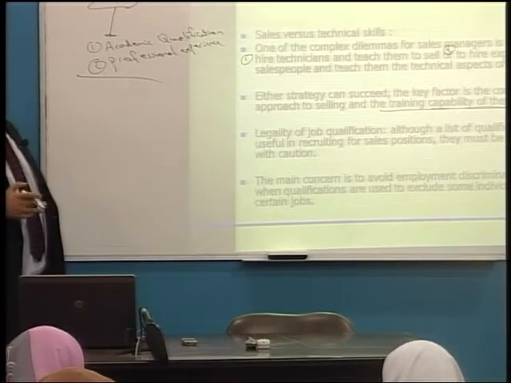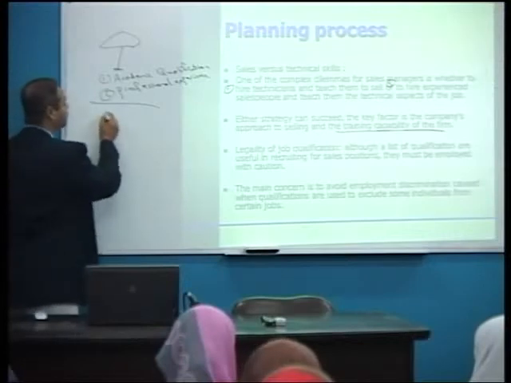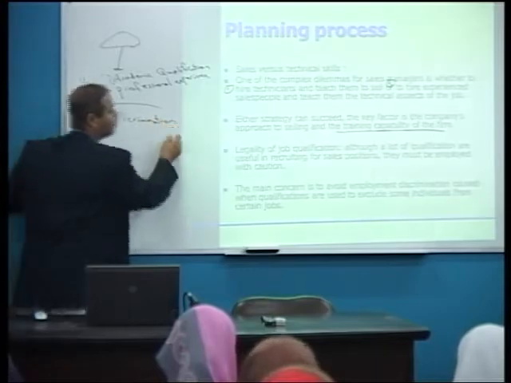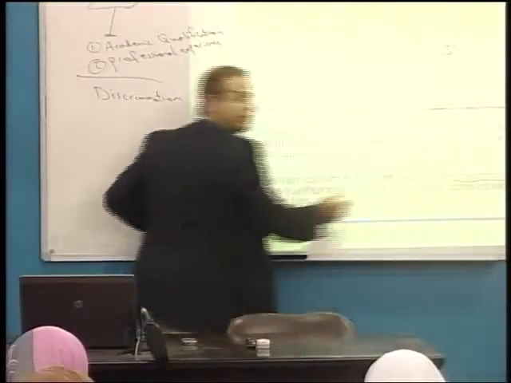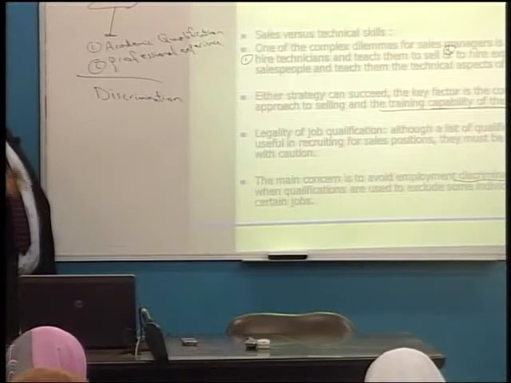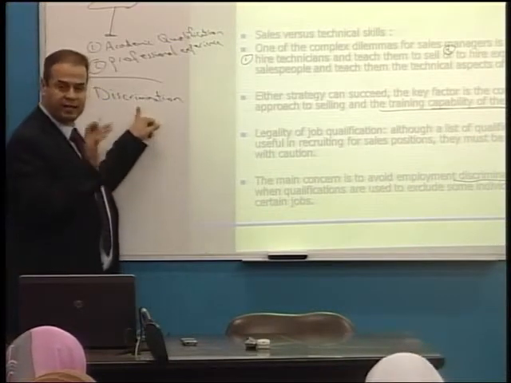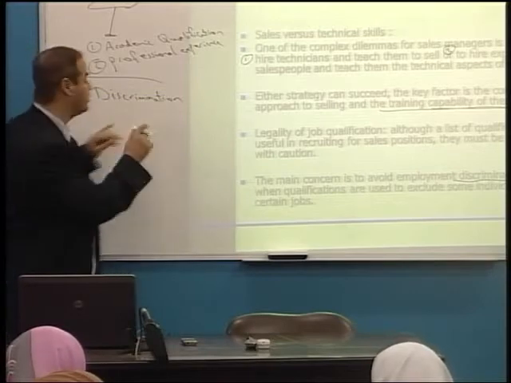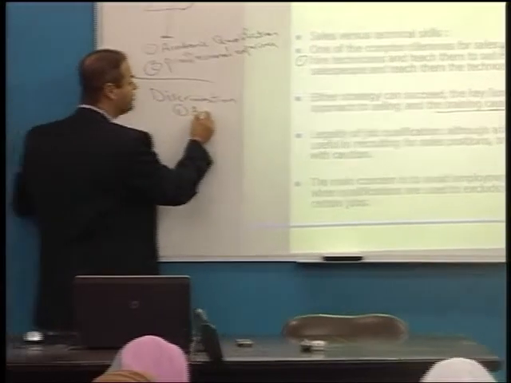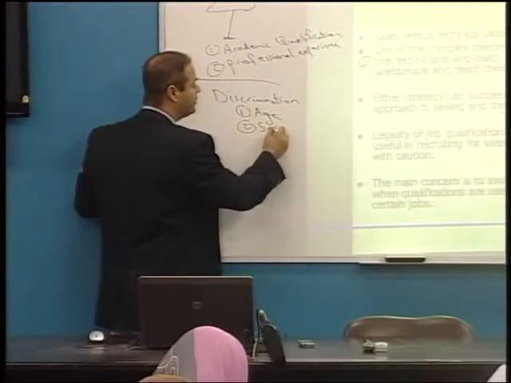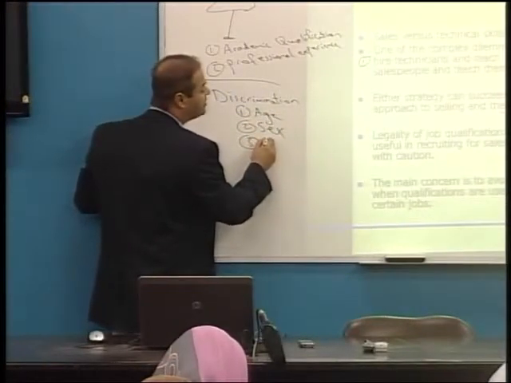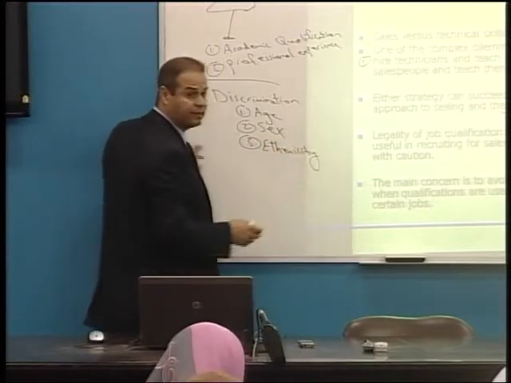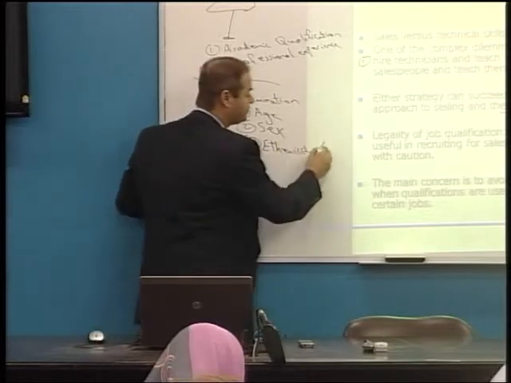Some of the most common mistakes might happen based on one word, which is called discrimination. These mistakes, which might happen as a result of discrimination, might be founded on one of these 3 reasons. Number 1, age. Number 2, sex. Or number 3, ethnicity. What's the meaning of ethnicity? Race.